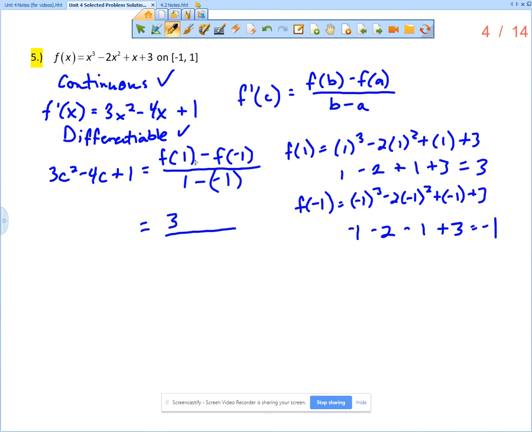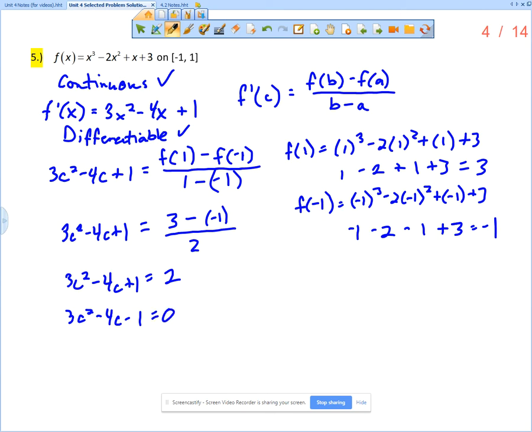So I have 3 minus -1 over 1 minus -1, which is 2. 3 minus -1 is 3 plus 1, which is 4, and 4 over 2 is 2. So I have 3c squared minus 4c plus 1 equals 2. This is a quadratic, so I'm going to subtract 2. So I get 3c squared minus 4c minus 1 equals 0.